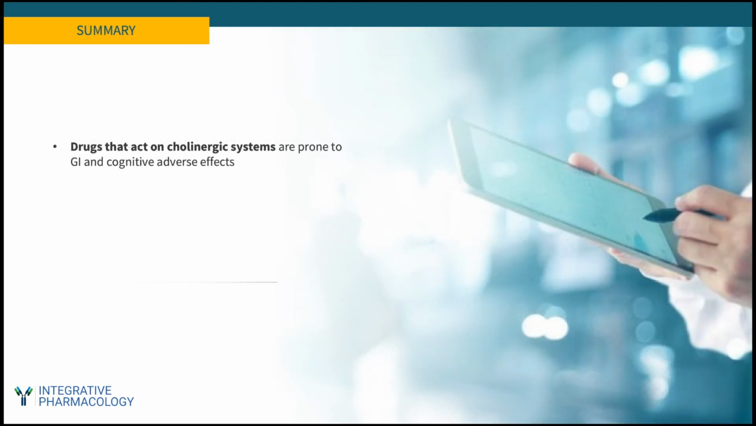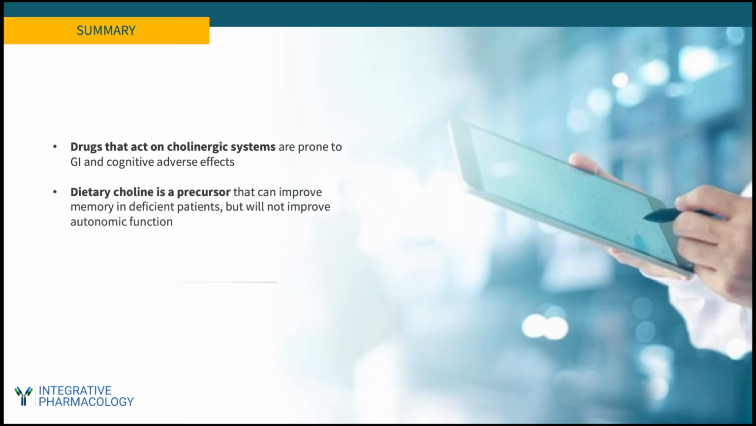So to summarize very briefly what we've just gone through, drugs that act on cholinergic systems are prone to many side effects, primarily involving the GI tract and cognitive function. Dietary choline is a precursor that can improve memory in patients who are deficient, and deficiency is very common. Keep in mind that adding more choline is not going to improve autonomic function. So, for example, if you have a situation where you need to improve GI motility, adding more choline is not going to help with that because the amount of choline is not the rate-limiting step in that pathophysiological process. Completely different story, but just keep that in mind.